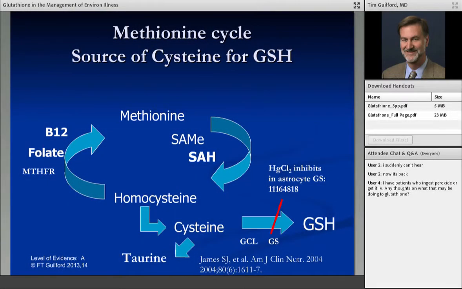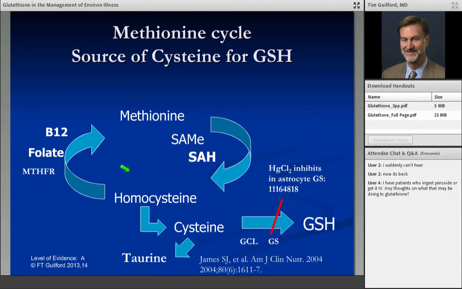B12 then will hand off the methyl group, the carbon, to methionine. It goes through S-adenosyl methionine and S-adenosyl homocysteine and results in the formation of homocysteine. So when you see elevations of homocysteine, you may be worried about whether enough glutathione is being formed.